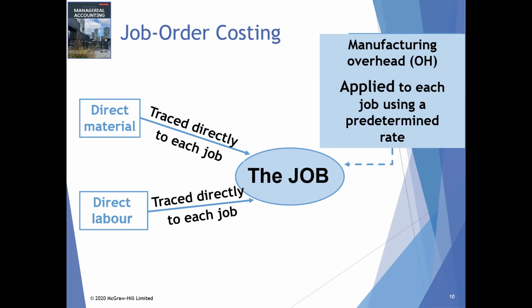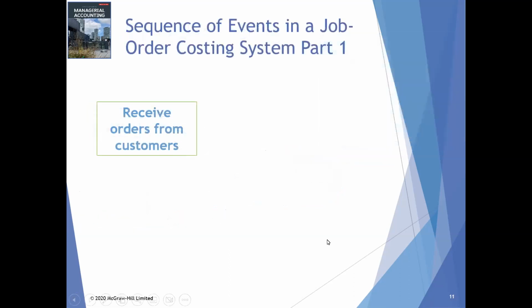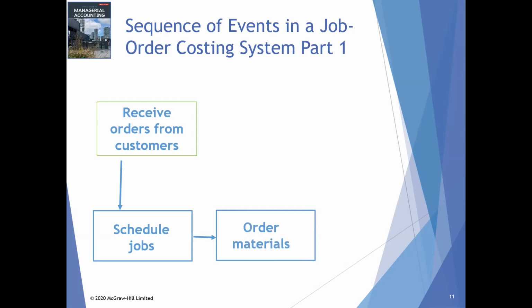So OH is overhead, manufacturing overhead. Now next we say the sequence of events in a job order costing system, part 1. So what is the system here? The first is to receive the order from the customer. This is the first step, and after that, schedule the job. The order that we have received, then schedule that order. So that job should be done in a particular way and in a particular time, because the customer might have ordered like, I want this much of product in 30 days. So after scheduling the job, the next step will be to order the material. Once the material is ordered, we receive the material, then we can start production. This is the normal process that we do, right?